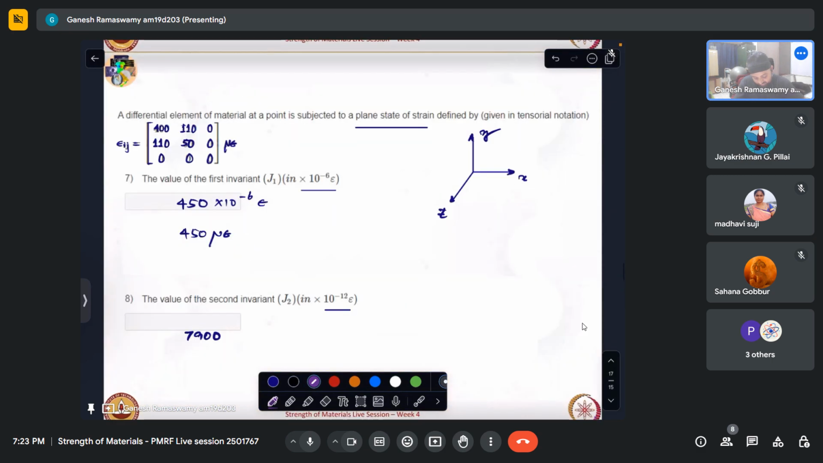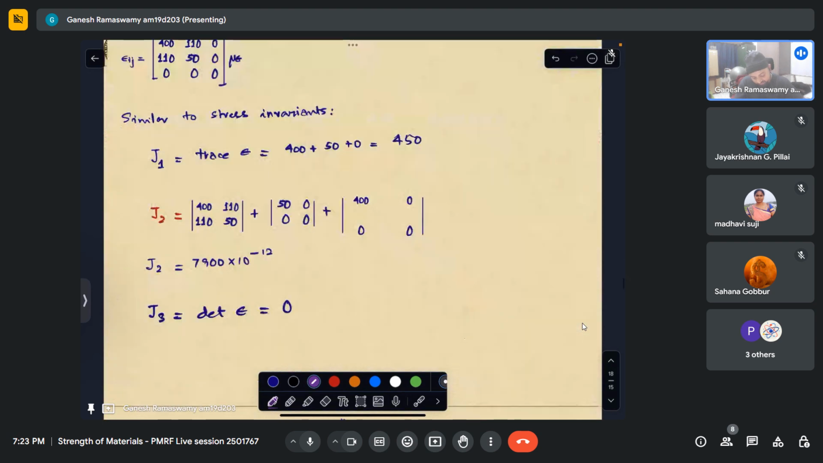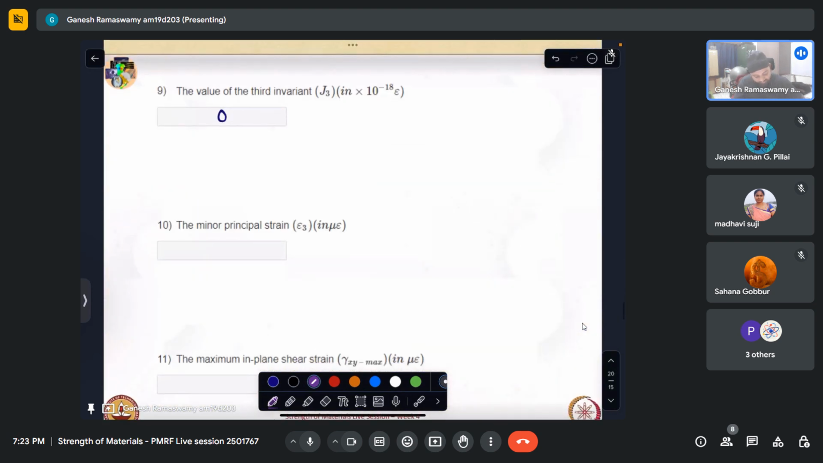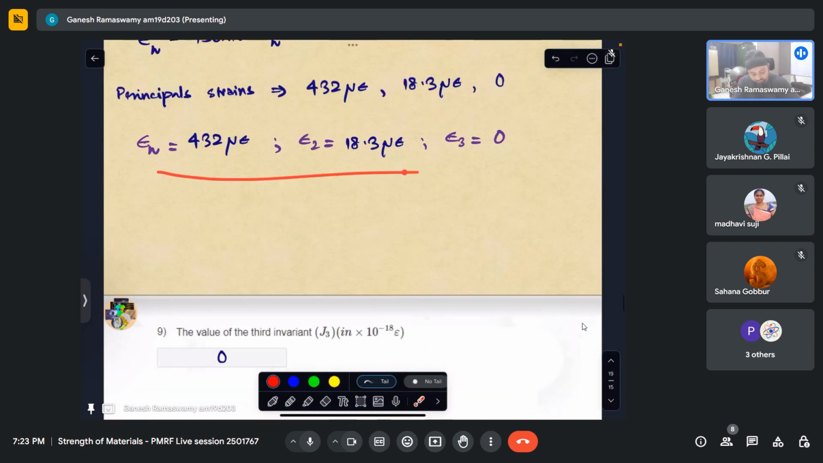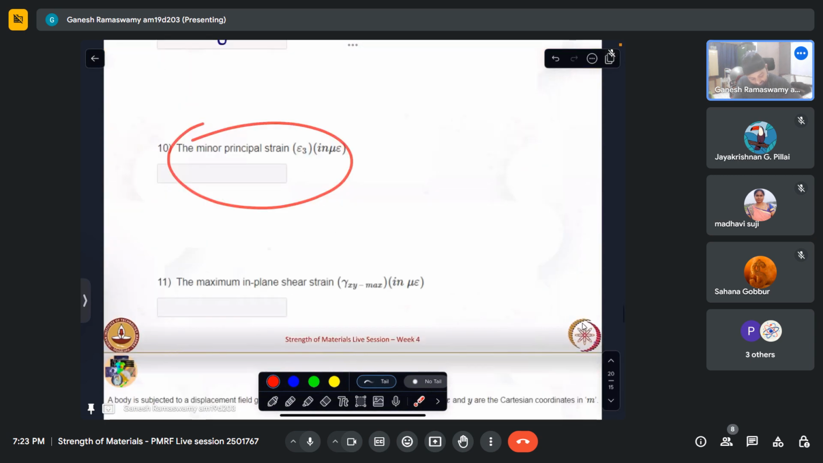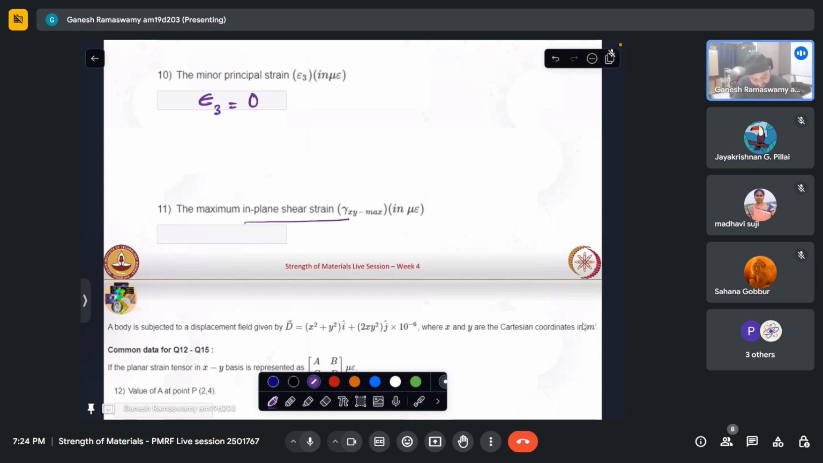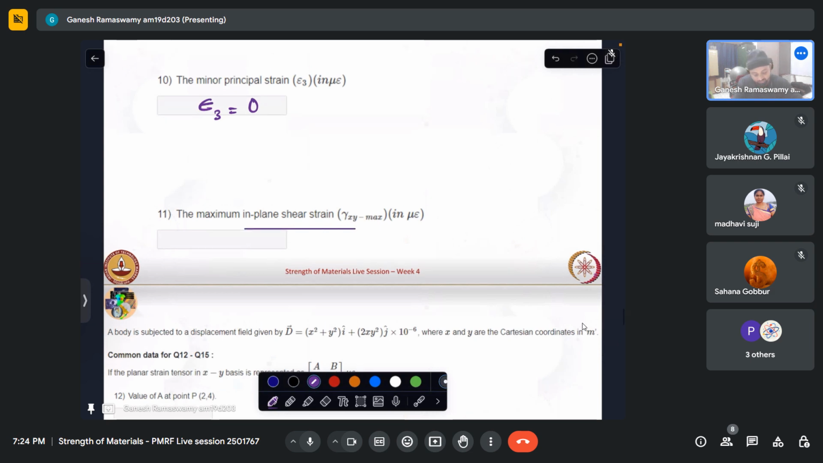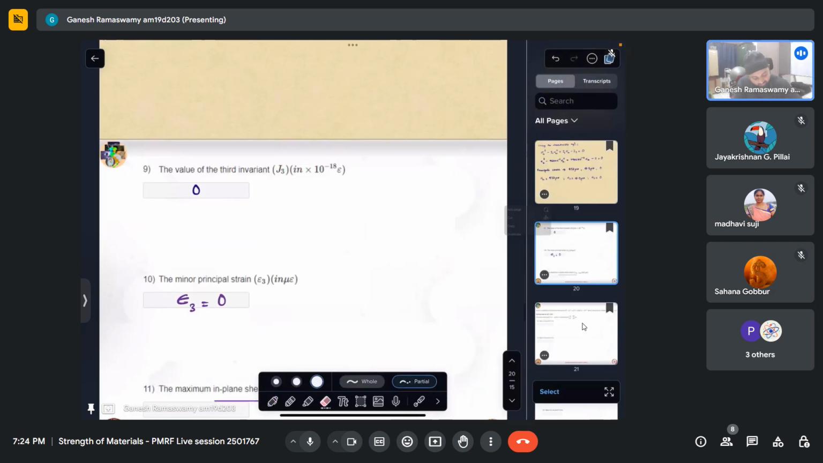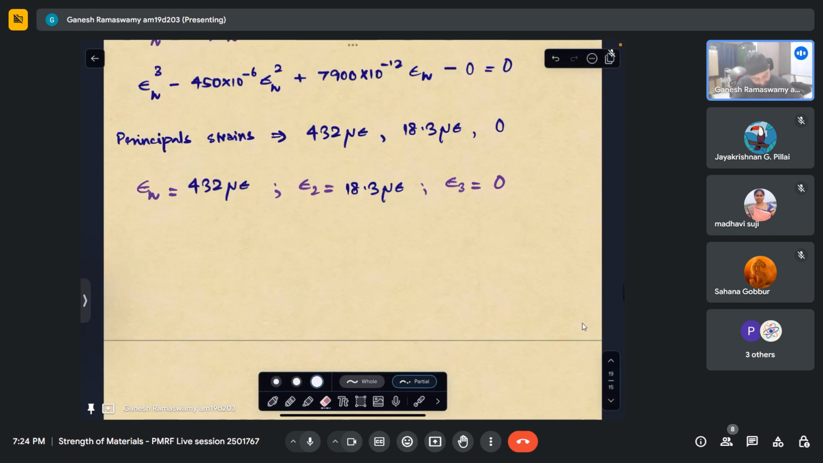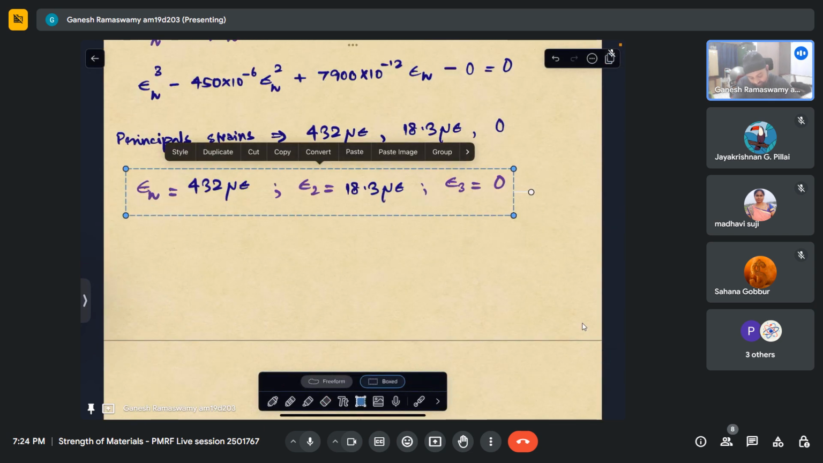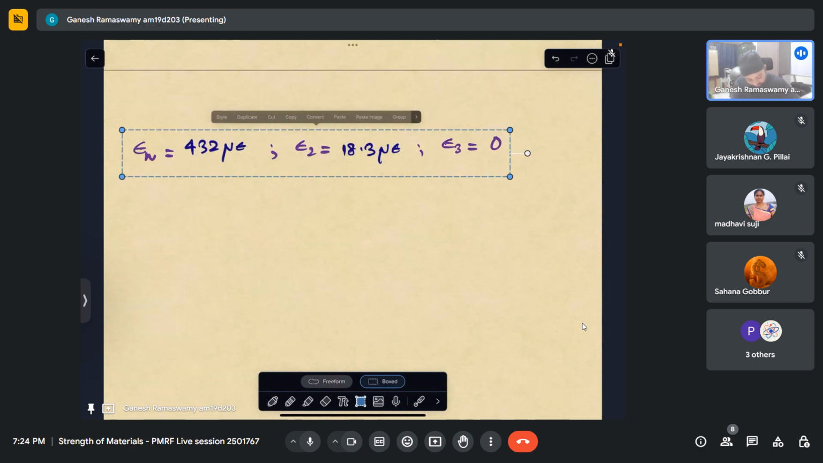Now what is asked? The minor principal strain in microstrain is what? So which is the least out of these? It is epsilon 3, which is 0. So the minor principal strain is 0. Next, what is asked is the maximum in-plane shear strain. For this, again, as we had discussed for stresses, we can plot Mohr's circle of strain in 3D.